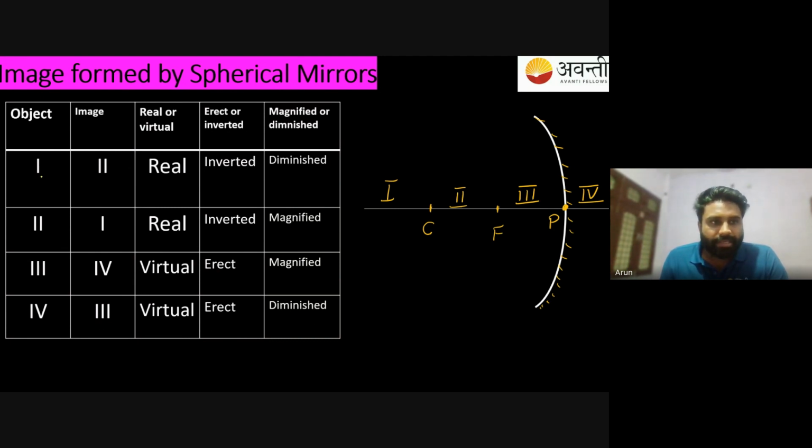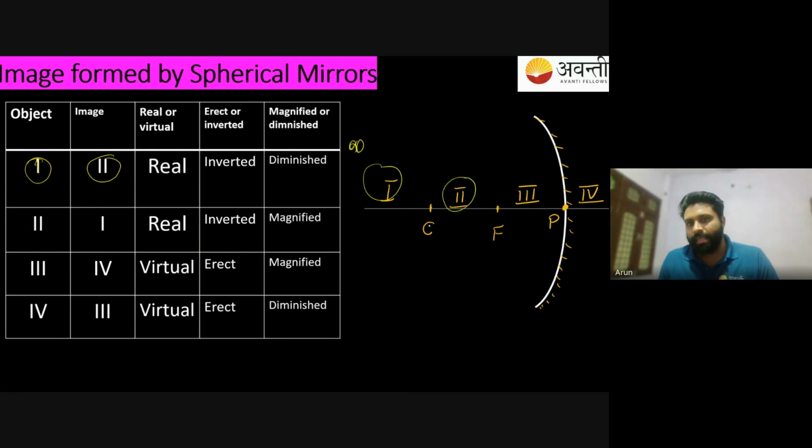If the object is placed in the first region, here, from infinity to the center of curvature, then where will the image be found? The image is found in the second region, which is between the center of curvature and focus. ठीक है, सिंपल सी चीजें याद रखनी. If the object is placed in the first region, then the image will be formed in the second region.